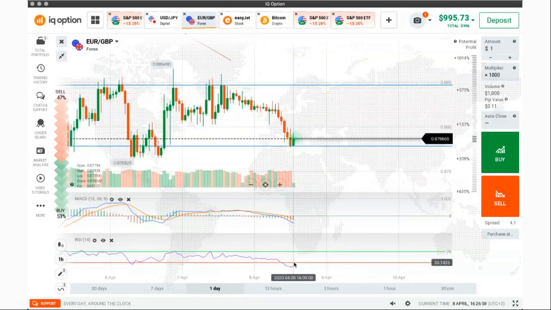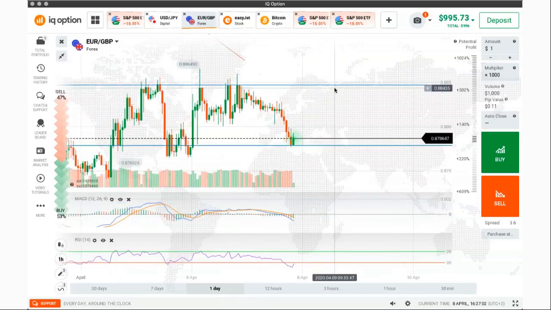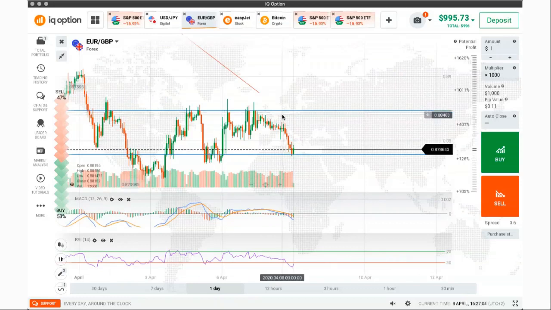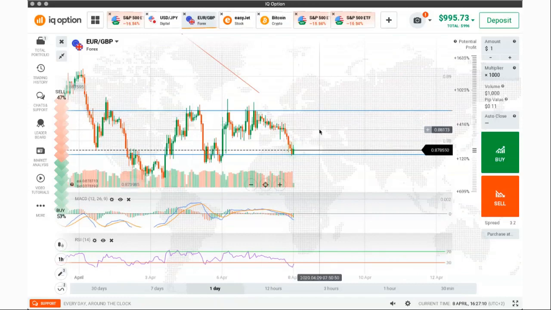And my RSI shows oversold, which means we should expect this to start going up. If it's moving sideways, you have more of a chance of understanding which direction, because when it's trending, it won't work as well. You need a sideways movement for leading indicators to work.